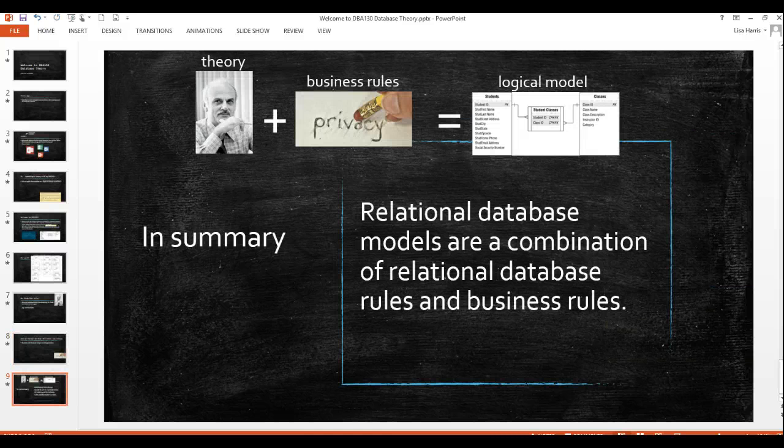So in summary, when you take the rules of relational database theory coupled with the business rules, both of those together will inform your individual logical model for your database. So in summary, relational database models are a combination of the relational database rules and the business rules that are specific to your project. That's it.